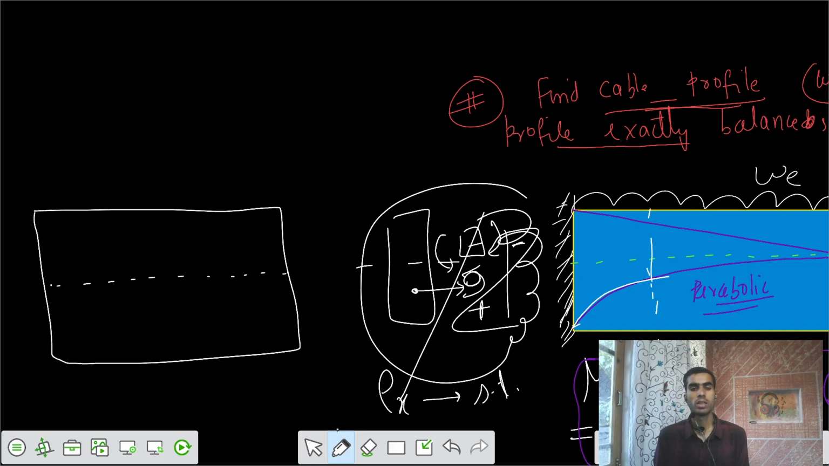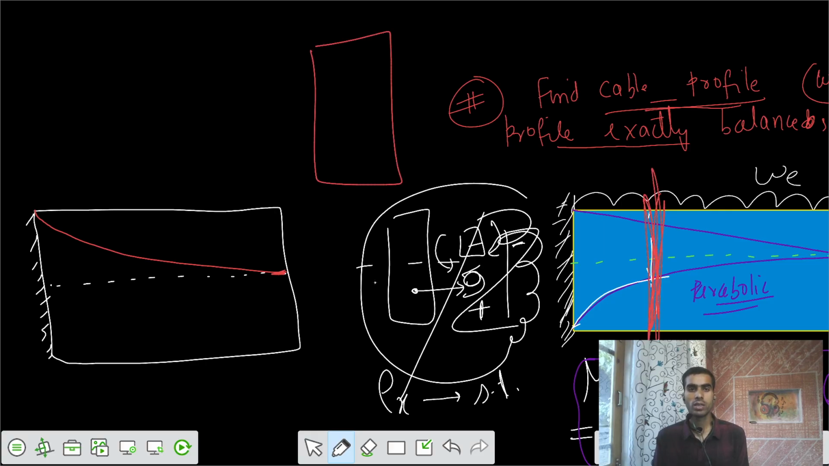Do you get what we are saying? So one thing is that the eccentricity at the end is 0, and my profile should be going in this fashion. Why? Let me cut some section here. At that location, I'm keeping the eccentricity of that load P above the neutral axis. This is your value of e, above the neutral axis.